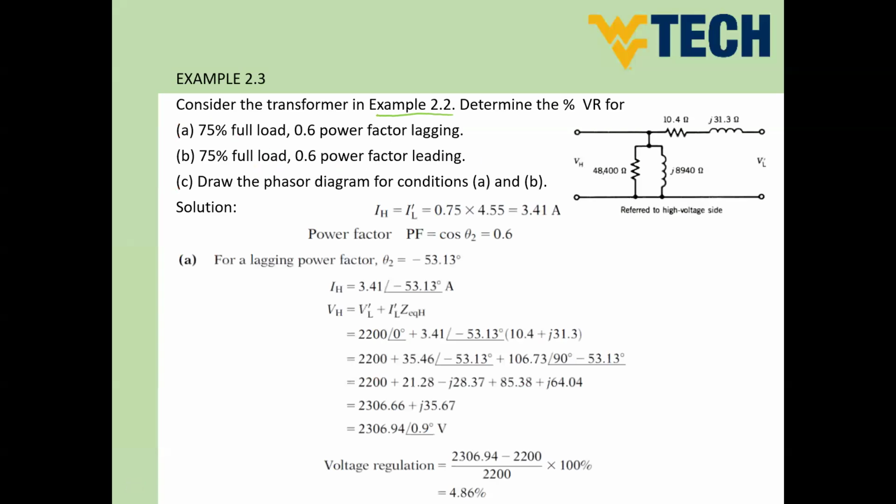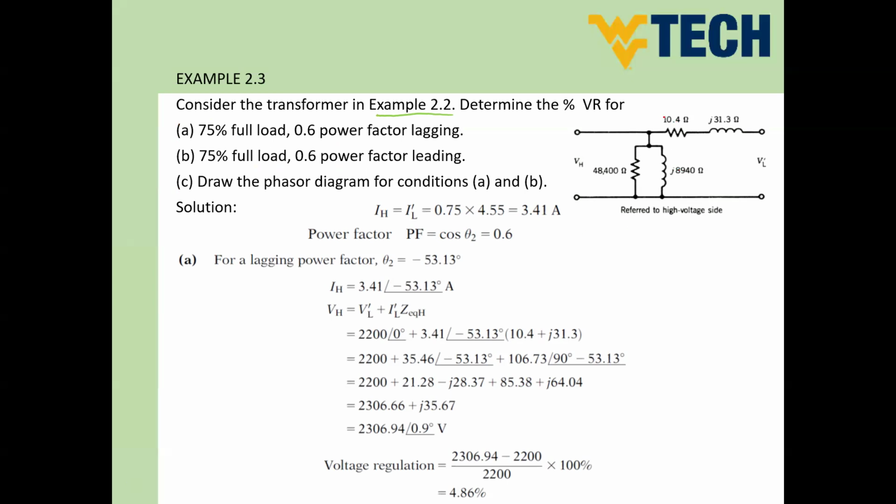So now we have V2 prime and we need to get V1 at the condition of 75% loading and 0.6 lagging power factor. For sure, in order to do that, we need to know the circuit parameters. So let's get the circuit parameters from here.